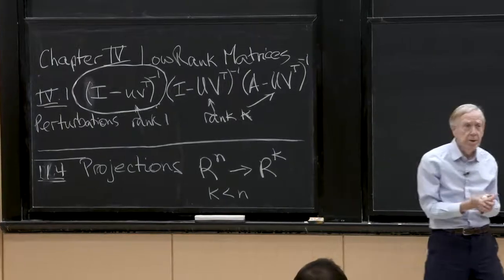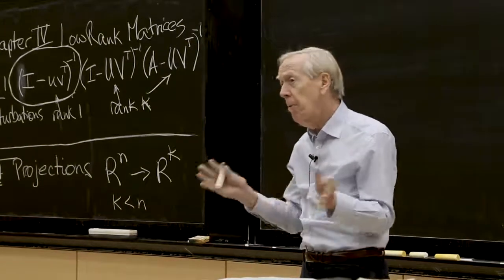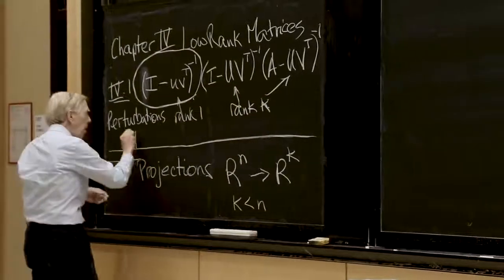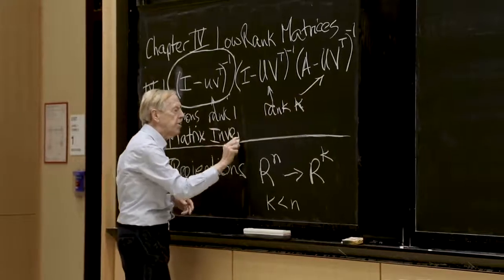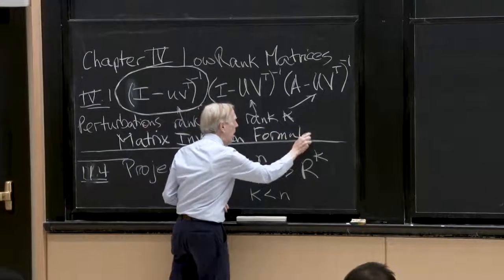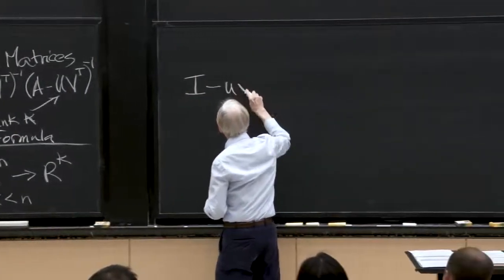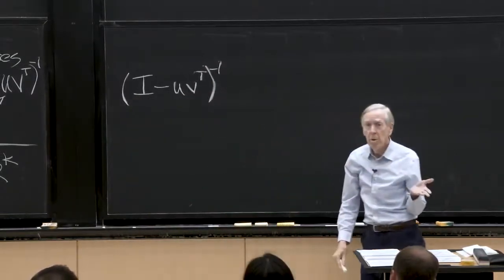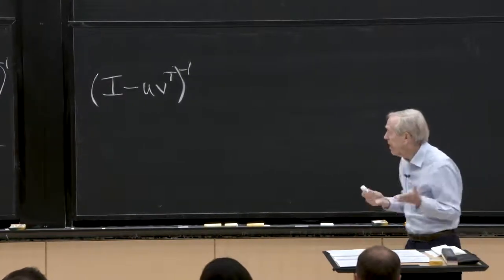So that's the question here in 4.1, and there's a famous formula that has at least 3 names and probably more, and it's also called the matrix inversion formula in signal processing. And let me write down the example. So here, I start with the identity matrix. I do a rank 1 perturbation, and I want to know what's the inverse. And I'll write down the answer and check that it's correct.